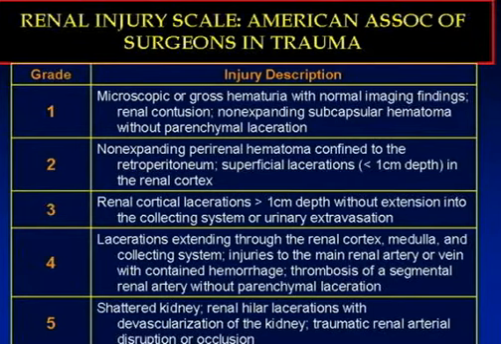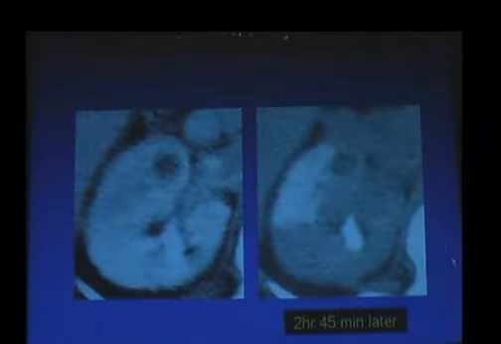Grade 3 are cortical lacerations greater than 1 centimeter in depth without extension into the collecting system or urinary extravasation. Grade 4 are lacerations extending through the cortex, medulla, and collecting system, or injuries to the main renal artery or vein with contained hemorrhage, or thrombosis of a segmental renal artery without parenchymal laceration. And grade 5 injuries are shattered kidneys or renal hilar laceration associated with devascularization. And these are just some examples.